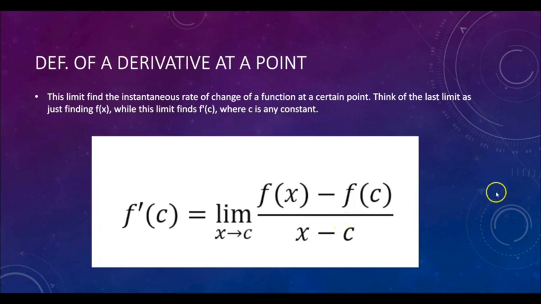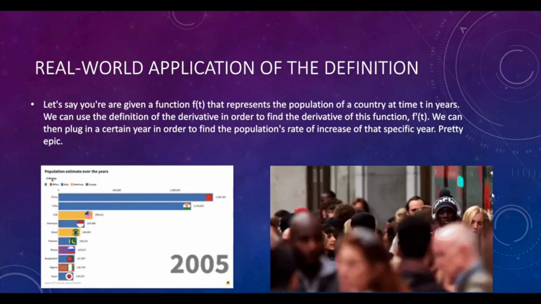So a real-world application of the definition of derivative would be, let's say you're given a function f of t, and that represents the population of a certain country, and t is in years. We can use the definition of the derivative to find the function f prime of t, and plug in a certain year and find the population's rate of increase on that specific year.